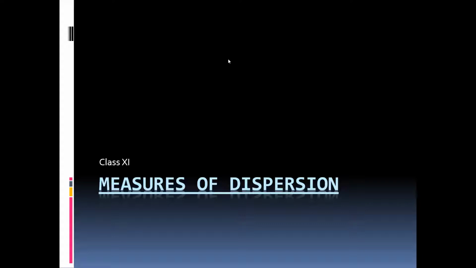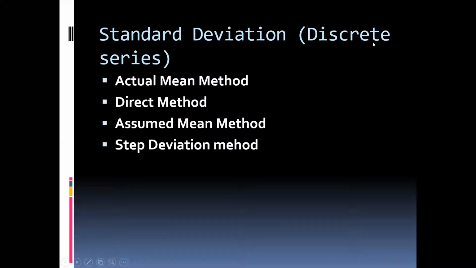Now today is the fourth session of this chapter, Measures of Dispersion. We are learning how to calculate standard deviation. In the last class, we have learned how to calculate the standard deviation in case of discrete series by actual mean method. Now in today's class, we'll be discussing direct method, assumed mean method, and step deviation method of calculating standard deviation in case of discrete series.